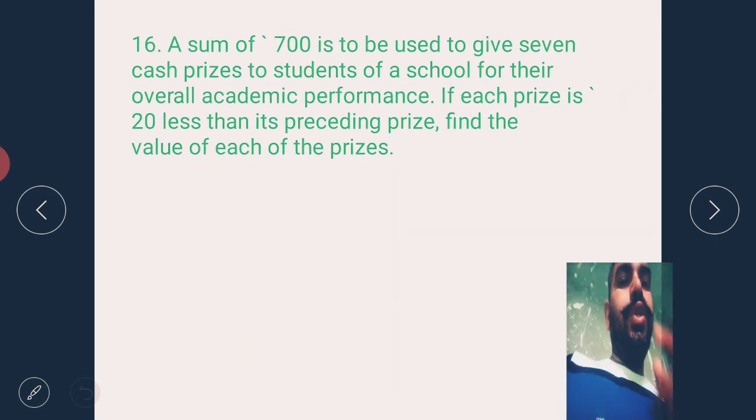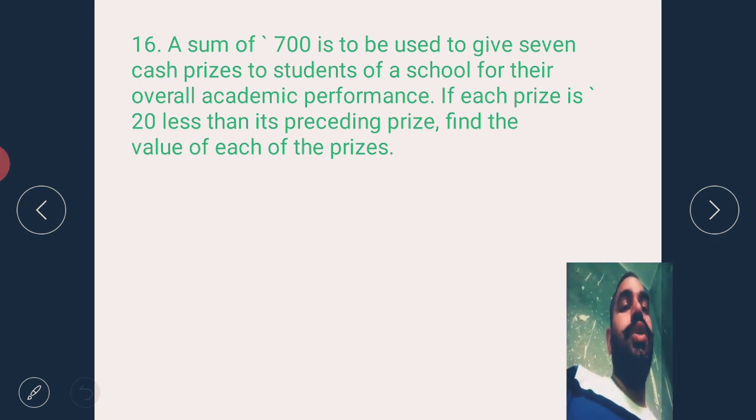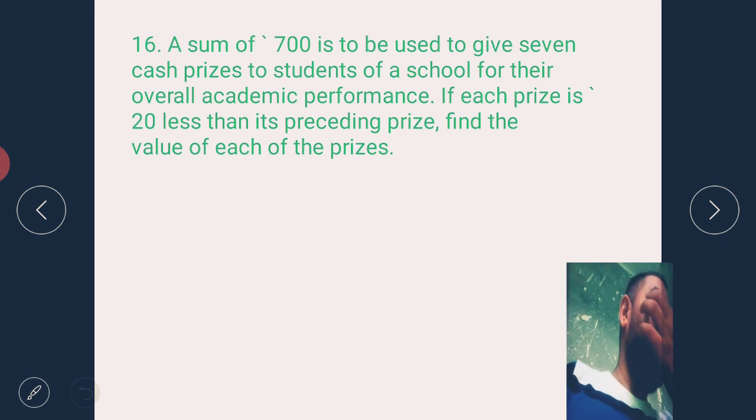Next very important question: a sum of rupees 700 is to be used to give 7 cash prizes. 7 बच्चों में 700 को यूज़ करना है, कैश प्राइज के रूप में उन्हें प्राइजेज डिस्ट्रीब्यूट करने हैं. If the prize is ₹20 less than its preceding prize.